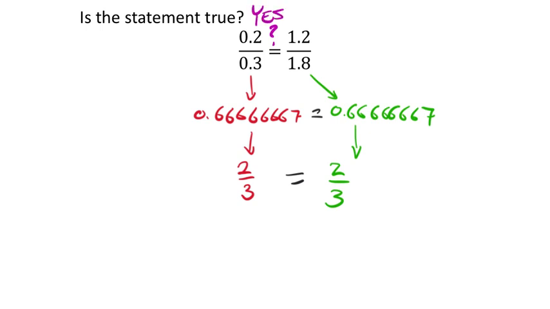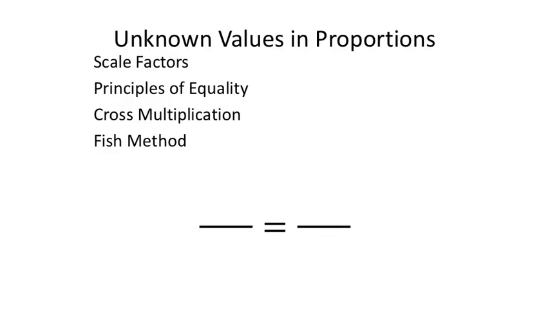Okay, so this equal sign, like we saw in the last problem where it came out false, this time it comes out true. So what they're going to do now is give us unknown values in proportions, like we said they would. And there are 4 different methods to use.